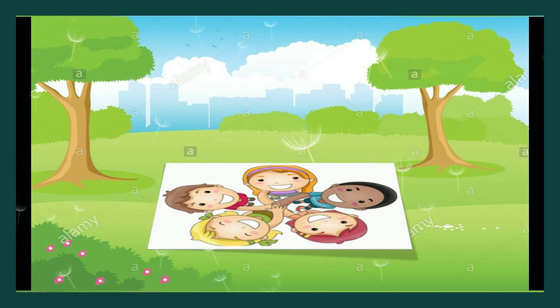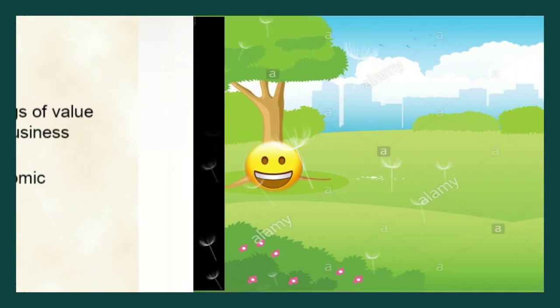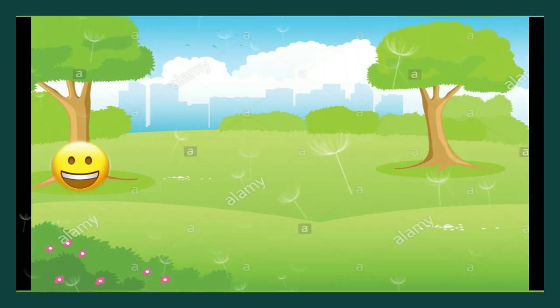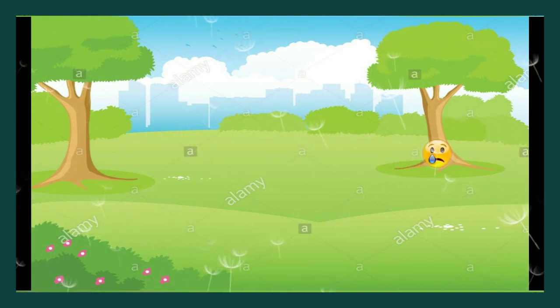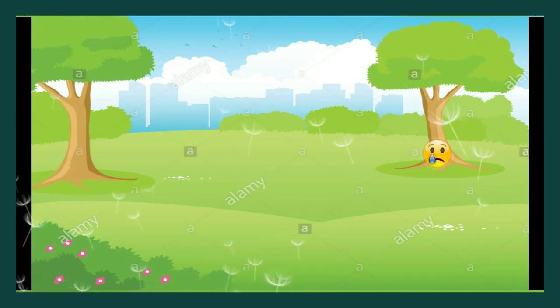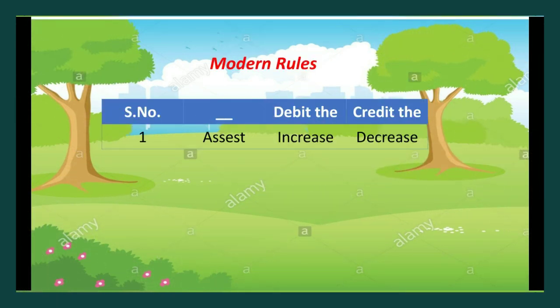Now, what are assets? Assets are anything which is owned by the business entity itself. Some of these friends are cash, properties. Now, whenever anyone joins their group, they party under the debit tree. But whenever anyone leaves the group, they go in sorrow and grief under the credit tree. It leads to the principle: debit the increase and credit the decrease.